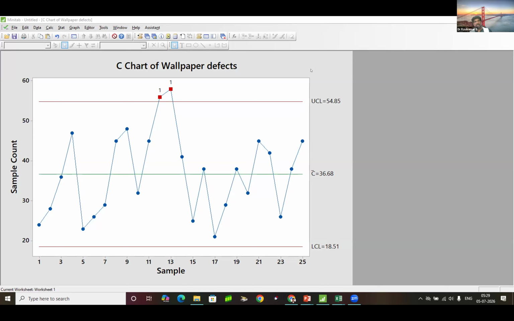Is anybody not able to generate the C chart? Done, sir. Anybody having difficulty, guys? No, sir. Okay, now let us go for the X bar S chart.